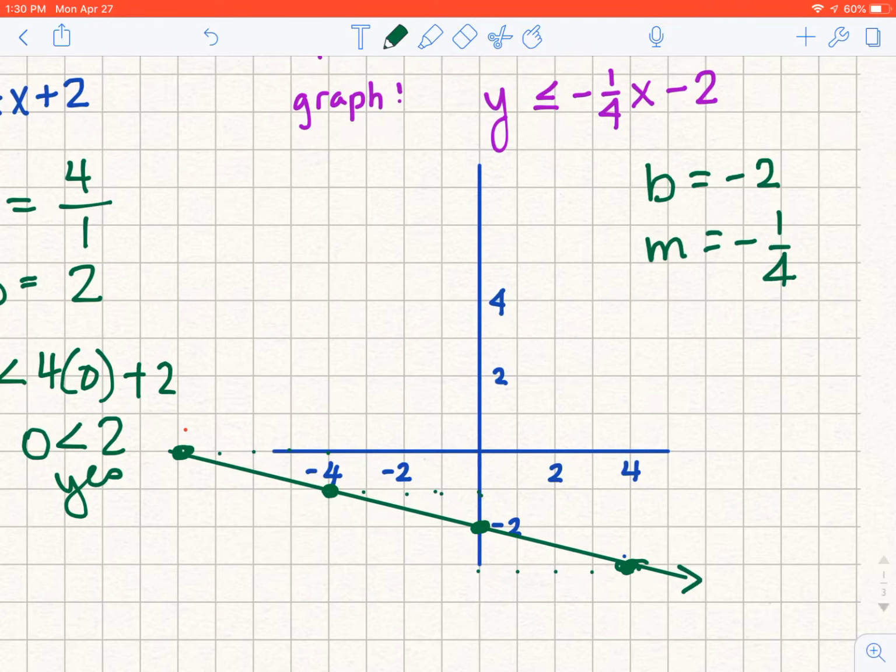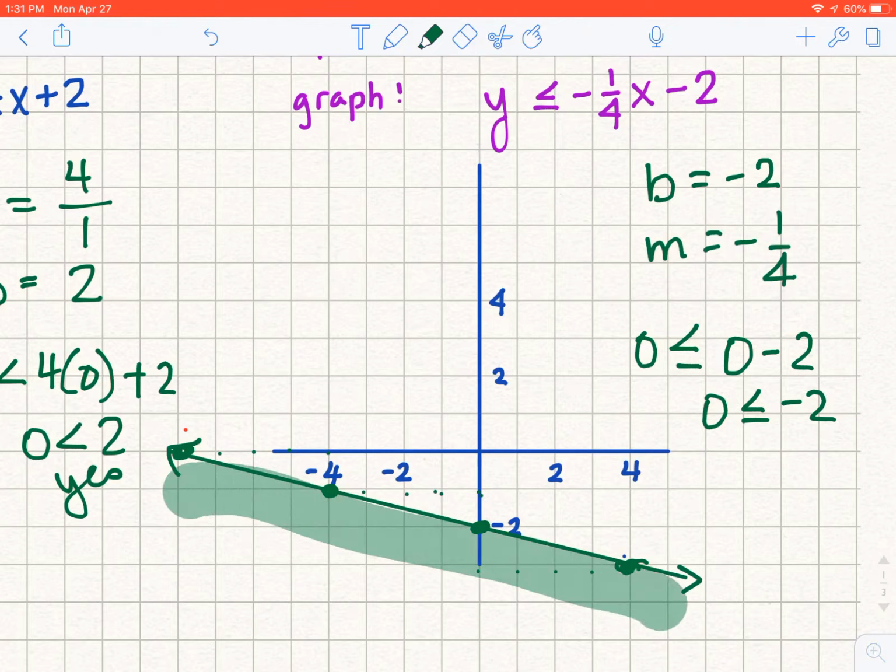And now again, I have to choose a point and decide which side of the line to shade. So again, I like to pick 0, 0. So is 0 less than or equal to 0 minus 2? Is 0 less than or equal to -2? And the answer is no, it's not. It's greater than -2. So I shade the side that doesn't have 0, 0. So I shade this bottom side.